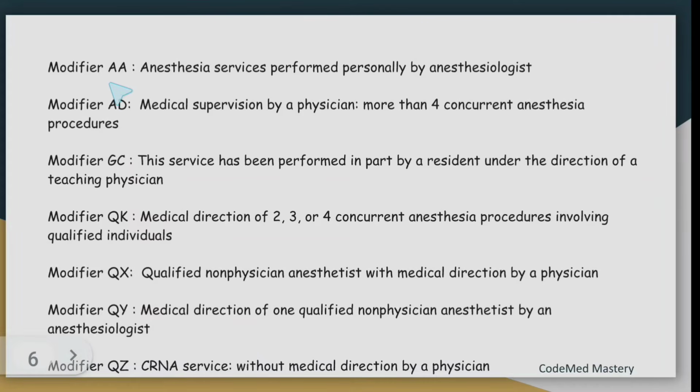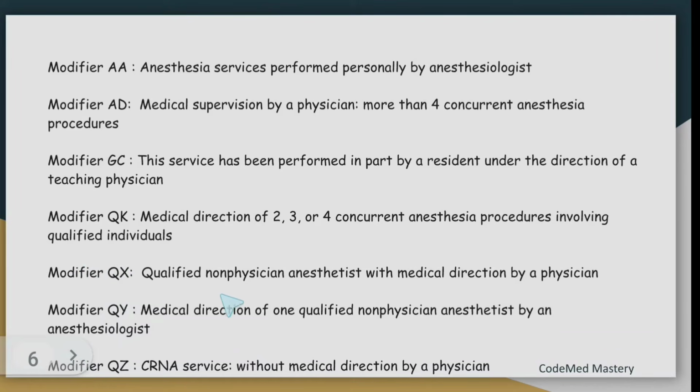Modifier AA is for anesthesia services performed personally by the anesthesiologist. Modifier AD is for medical supervision by a physician, more than 4 concurrent anesthesia procedures. Modifier GC is for: this service has been performed in part by a resident under the direction of a teaching physician. And modifier QK is for medical direction of 2, 3 or 4 concurrent anesthesia procedures involving qualified individuals.